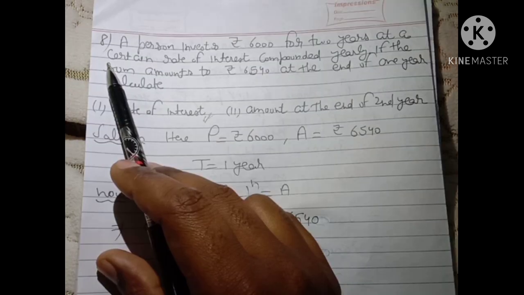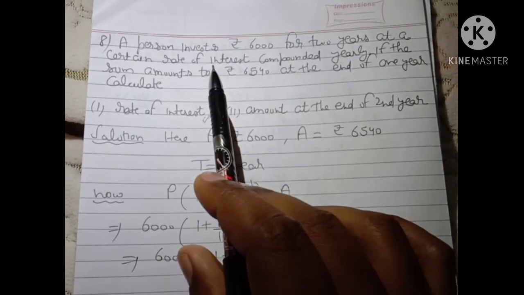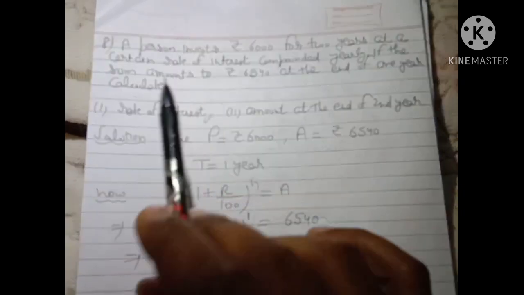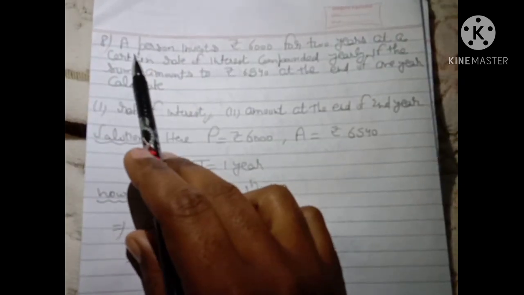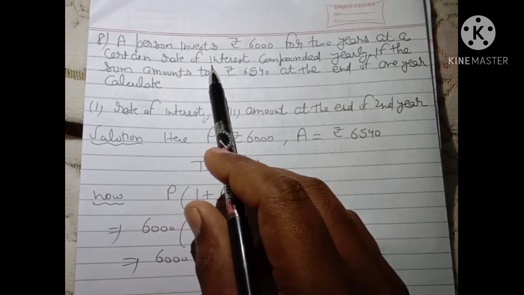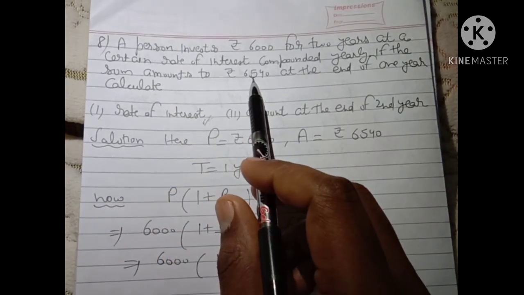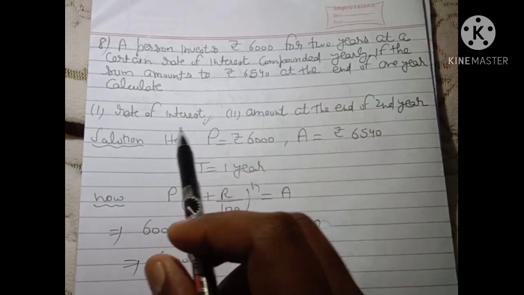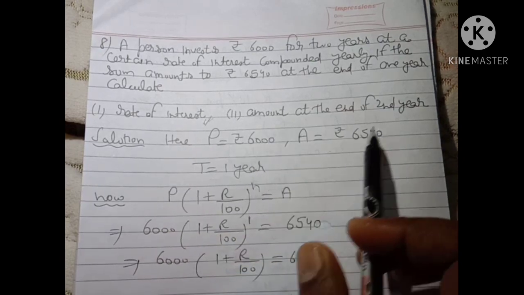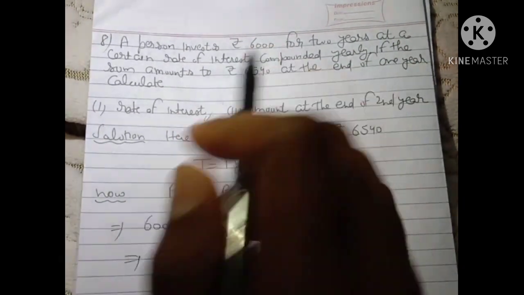Now see the last sum of this exercise, that is the 8th sum. You have to see this sum carefully, because this sum is a little bit different than the previous sums. In this sum you can see a person invested 6,000 rupees for 2 years at a certain rate of interest compounded yearly. If the sum amounts to rupees 6,540, then find out the rate of interest and the amount at the end of the second year. Now in this case we can see the rate of interest is not given.